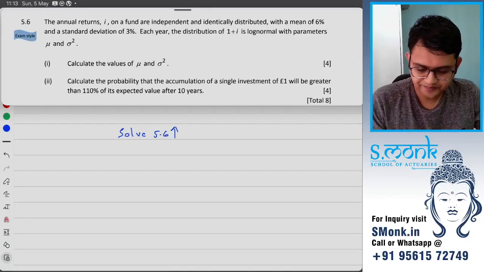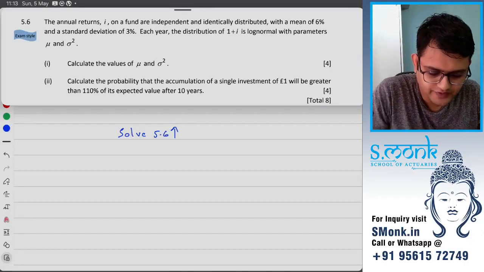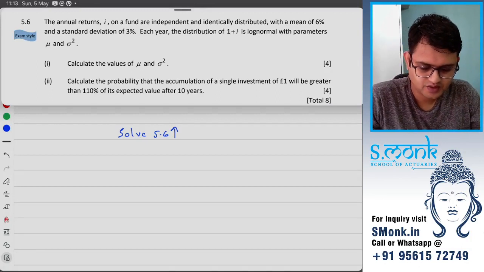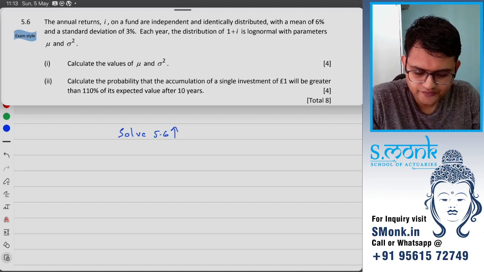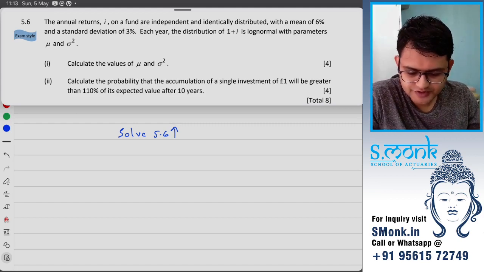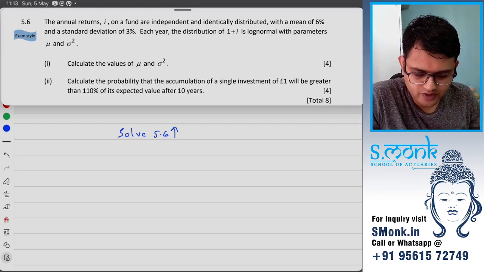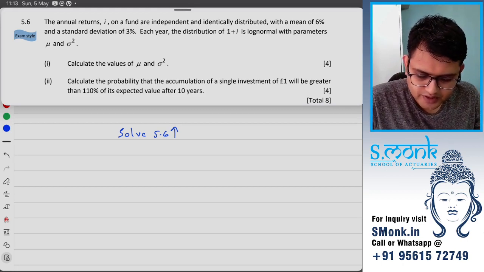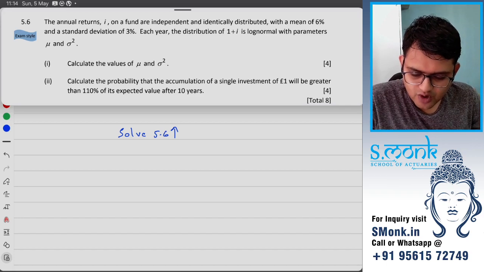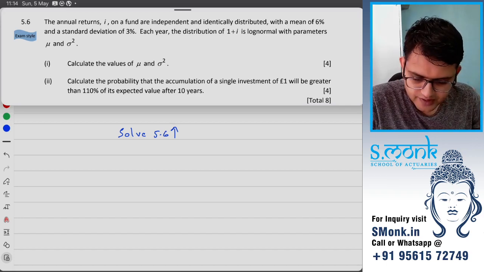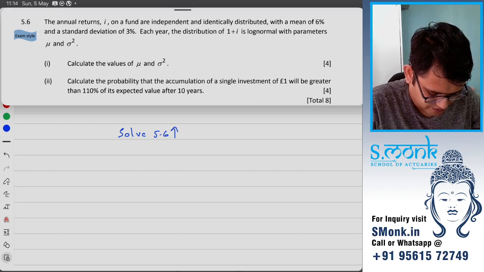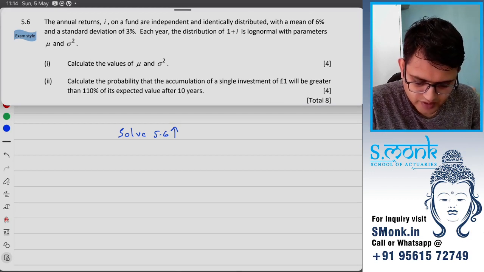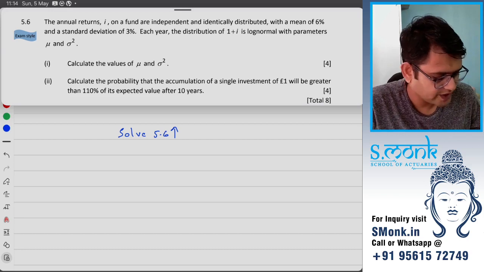Okay, good morning. We'll start with this 5.6 question. The annual returns i on a fund are independent and identically distributed with a mean of 6% and a standard deviation of 3%. Each year the distribution of 1 plus i is lognormal with parameters mu and sigma squared. Calculate the values of mu and sigma squared.